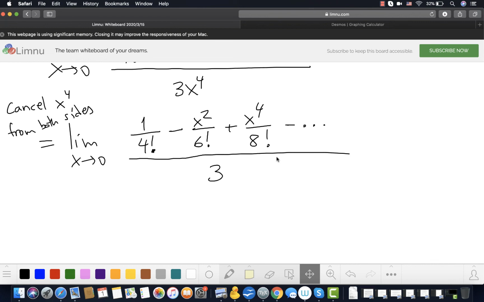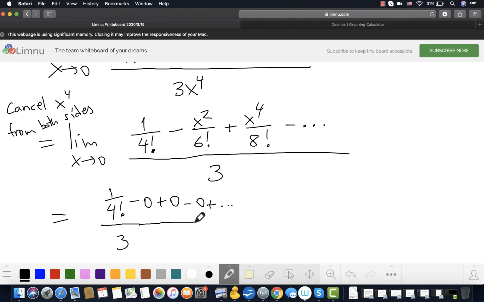Okay, this limit can be computed by just plugging in 0 for x. If you plug in 0 for x, there's no issue. You just get 1 over 4 factorial divided by 3, because all these other terms are 0. So it's minus 0 plus 0 minus 0, dot, dot, dot, they're all 0. So you get 1 over 4 factorial times 3. 4 factorial is 24, so 1 over 24 times 3 is 1 over 72.